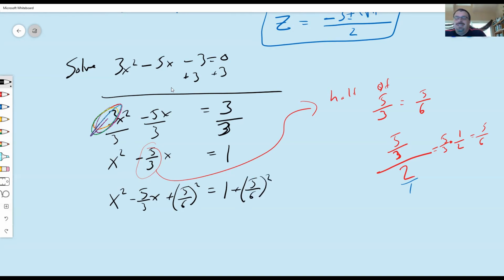The good news is the left side isn't going to factor very badly. First term gives me x, middle term gives you that minus, last is 5/6 squared. And then 1 plus 5 squared is 25, and 6 squared is 36.